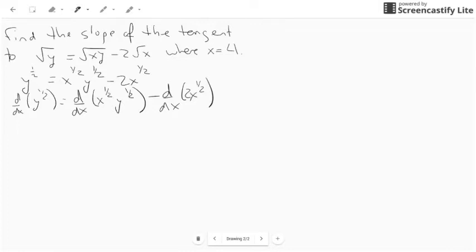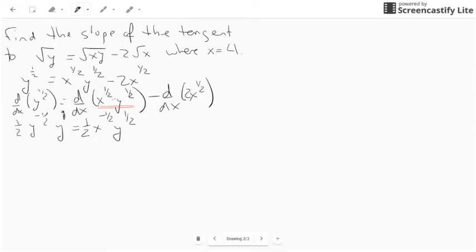So when I take the derivative of y to the 1/2, that is going to be 1/2 y to the negative 1/2, because that's how you take the derivative of that exterior function. But then I'm going to have to multiply by the derivative of what's inside, and that's going to be y primed. Over here, remember, this is two functions of x multiplied together, so I'm going to have to do the product rule. That'll be the derivative of x first, which is 1/2 x to the negative 1/2, multiplied by y to the 1/2.